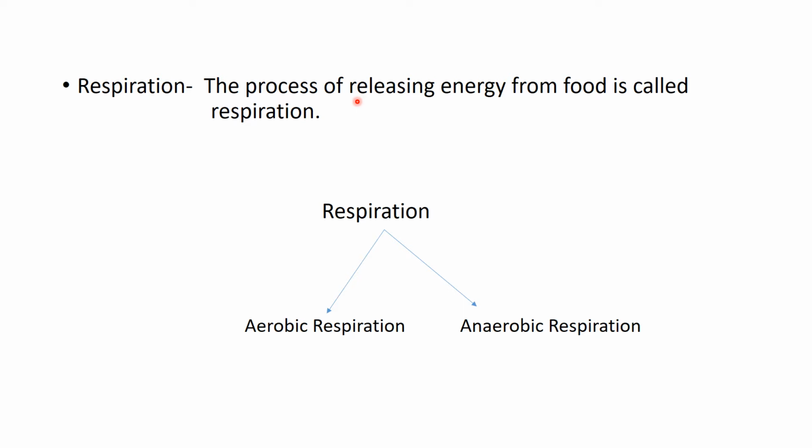And respiration is of two types. One is aerobic respiration, another is anaerobic respiration. As you can understand by the name, aerobic has some sound of air in it. It means it takes place in presence of air, or you can say in presence of oxygen. Anaerobic is just the opposite of aerobic: without oxygen, without air, in lack or absence of oxygen or air. The respiration that takes place is called anaerobic respiration.